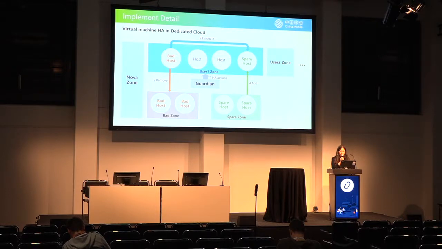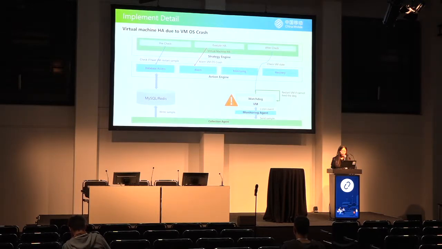And then, the second step is to evacuate the virtual machines on the bad host to the spare host, and then remove the bad host from the user root and move it into the bad root. And then add a new spare host into the user root. Then I will talk about the virtual machine HA due to VM OS crash.